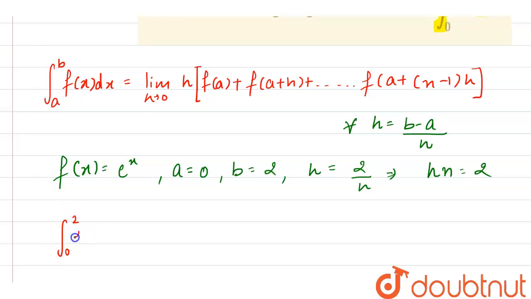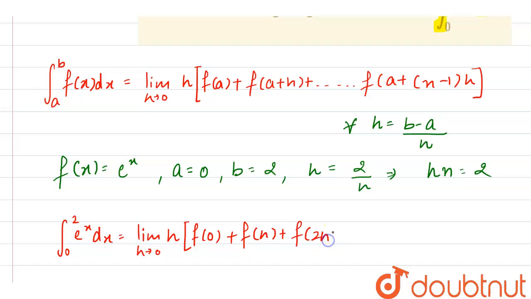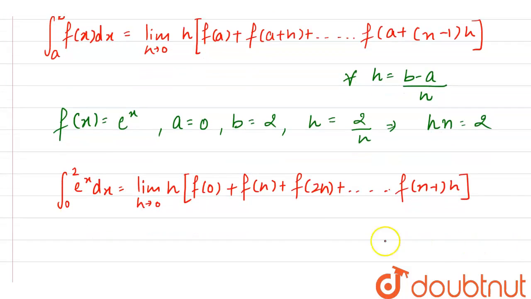Therefore we can write the integral from 0 to 2 of e raised to power x dx as the limit h tends to 0 of h times f of 0, as here a is equal to 0, plus f of a plus h, which means f of h plus f of 2h plus up to f of n minus 1 into h.